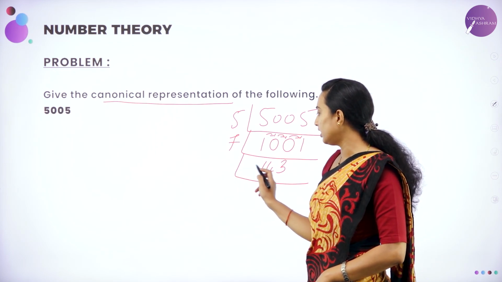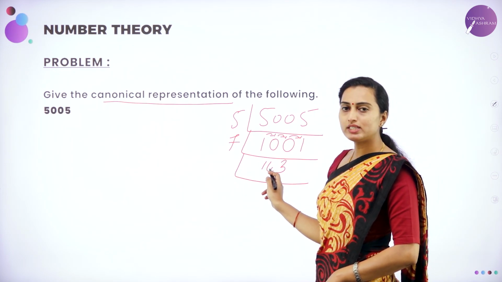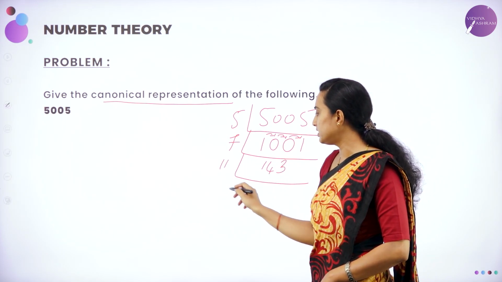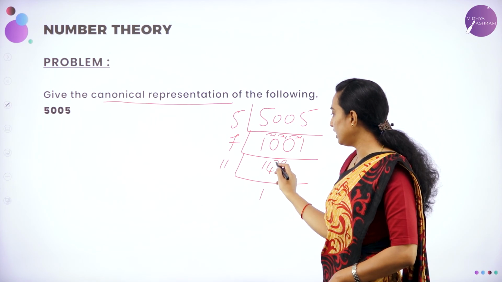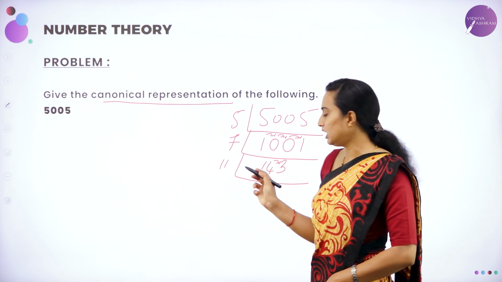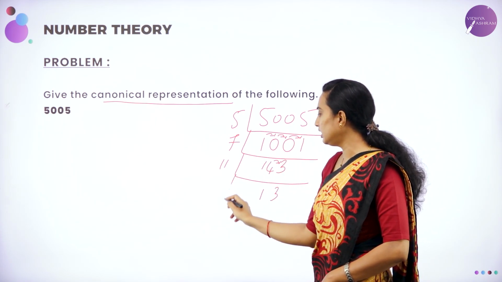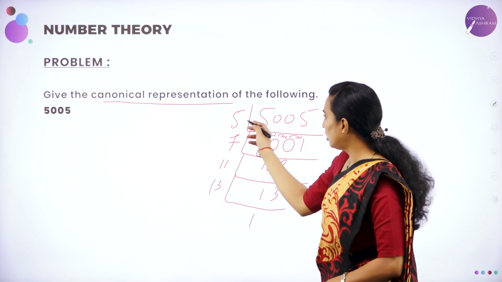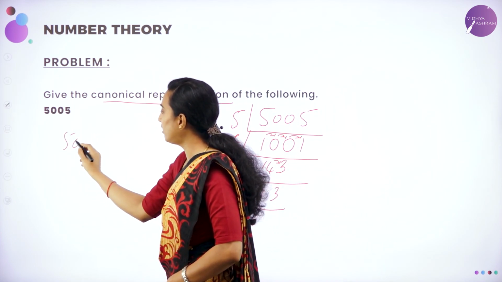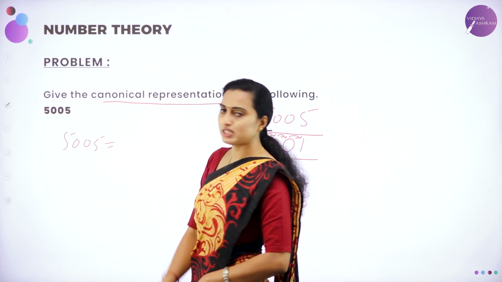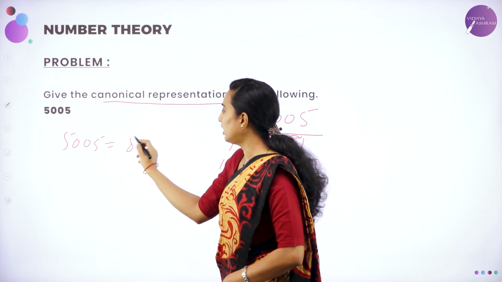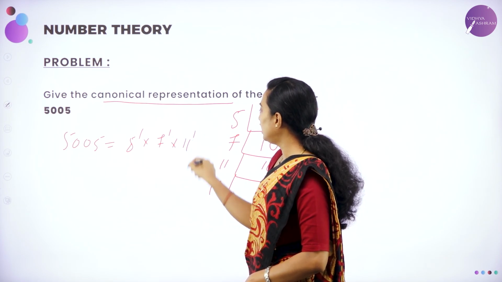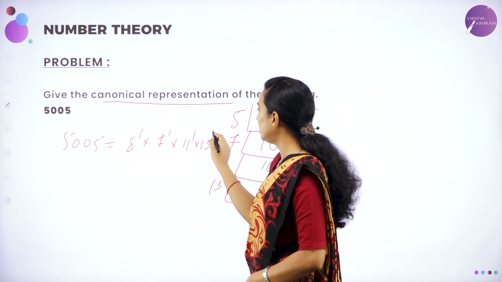Let me try with 11. So 11 1s are 11, 11 2s are 22, so 11 1s are 11 means 13, so it can be divisible. 11 1s are 11, again 3 is carried over, 33, 11 3s are 33, again 13 is a prime factor which can be divisible by only 1, correct? So the canonical representation of 5005 will be 5 only one time, into 7 only one time, into 11 only one time, into 13 only one time.